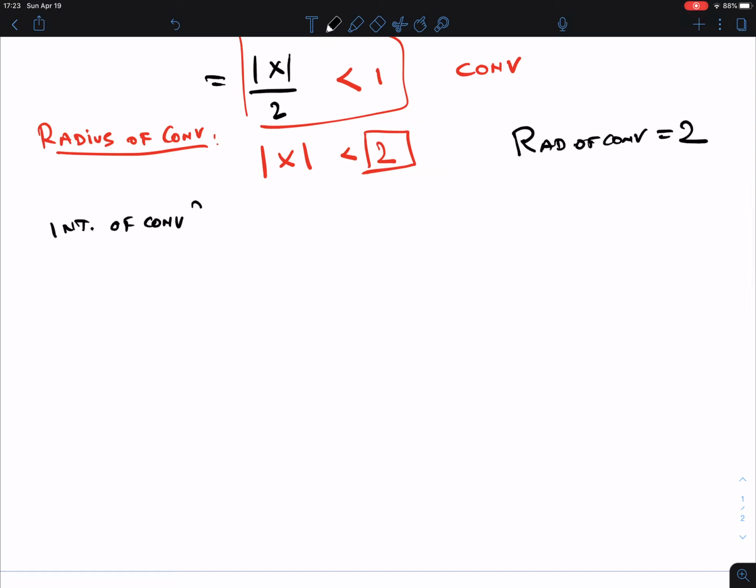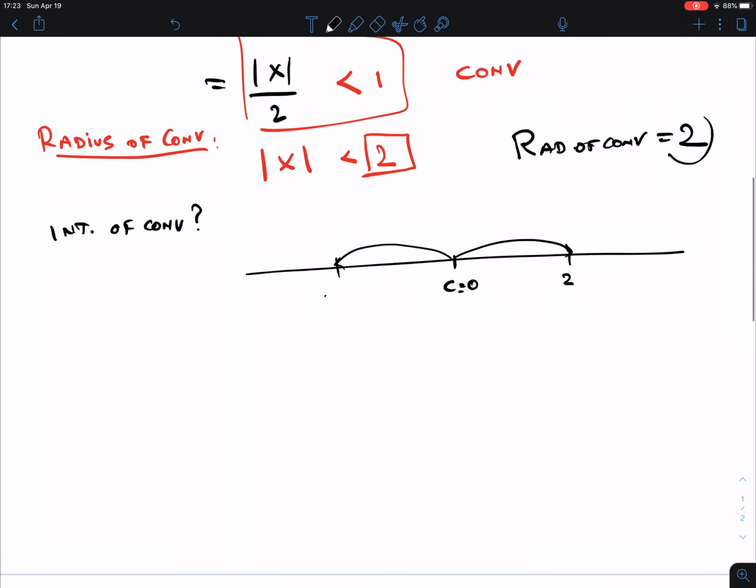Now, we have to do the interval of convergence. That's now the next question. Well, we'll start with figuring out what are the possibilities. Where is it actually? What could it be? Well, you always plot the center first. C is 0 here, the center. And then the radius tells me I can go 2 units this way or 2 units that way. So I would be here at 2, and here I would be at -2.